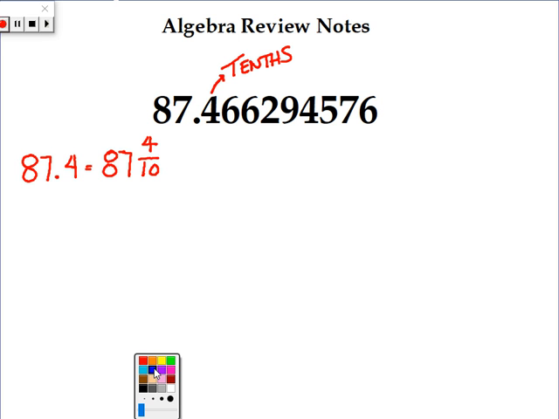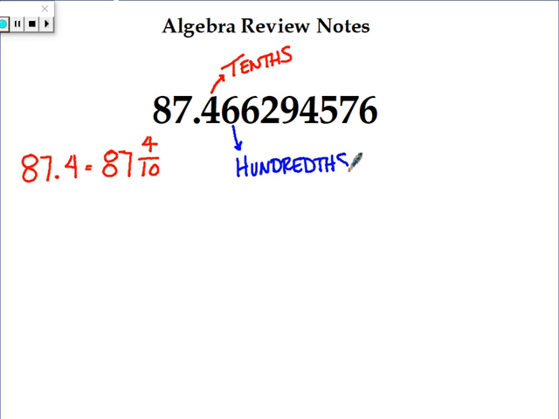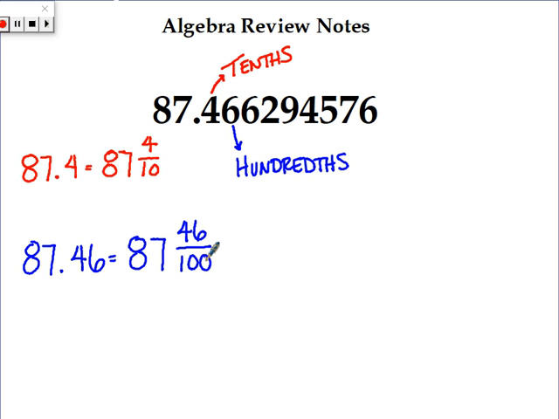Now the second spot here, this is going to be the hundredths. And again, the reason why we call it that is because if I had 87.46, that would be equal to 87 and the fraction 46 hundredths. That's what it's equal to.